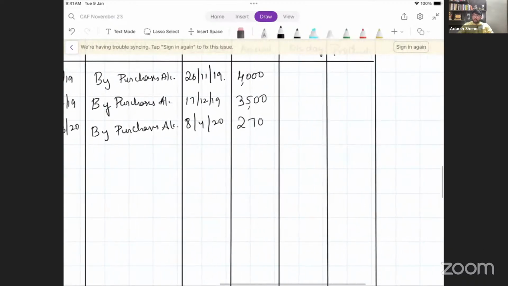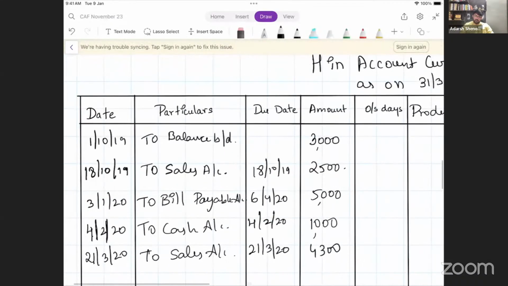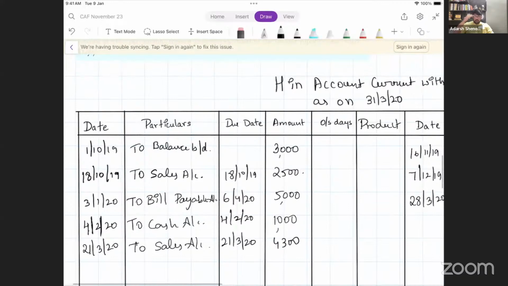Over. All the data entry job is done. Now we just have to calculate the days. Simple. Let's start calculating the days. Long calculation. 6 months is that. 1/10 to 31/3. So 30 days left in October, 30 in November, 31 in December, 31 in January.